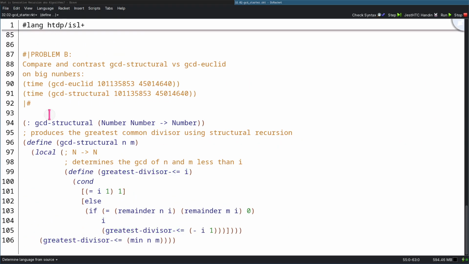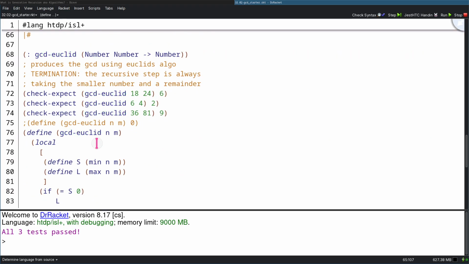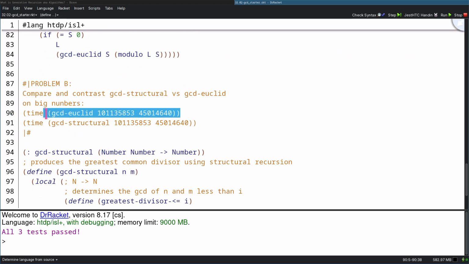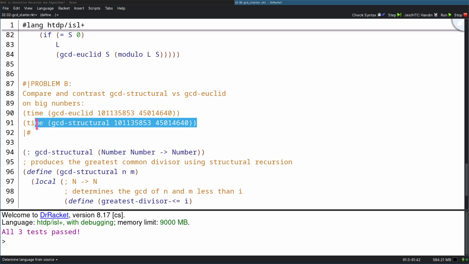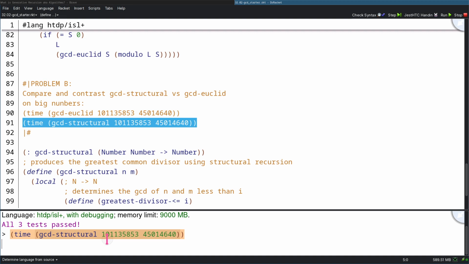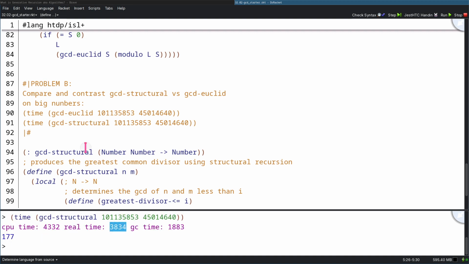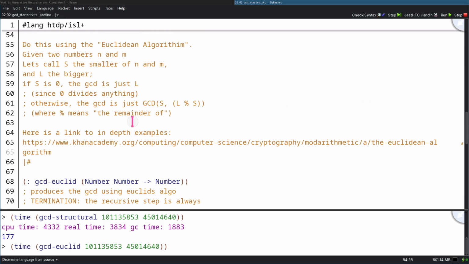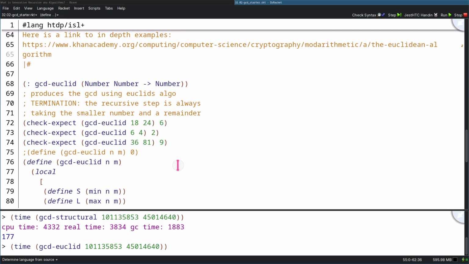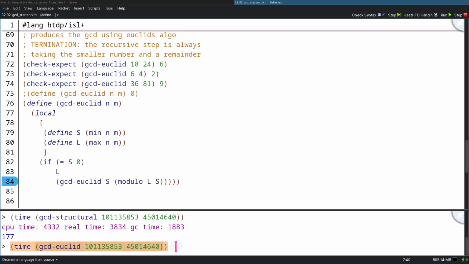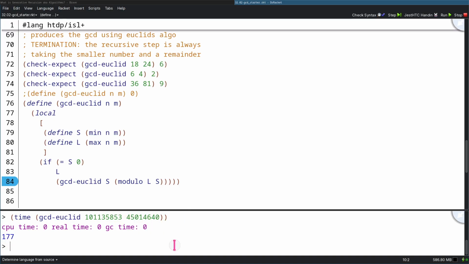So let's actually time this. They give us some examples here. Let's actually do gcd-structural first. So this is gcd-structural. It takes a while. All right, there we go. It took like 3.8 seconds. Compared to the Euclidean version, which is a more clever algorithm that was discovered by mathematicians and that we had to transcribe into code form, if we run this against this, how much faster? It takes virtually no time.